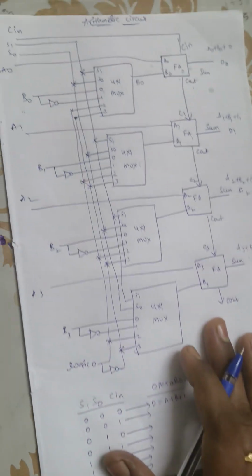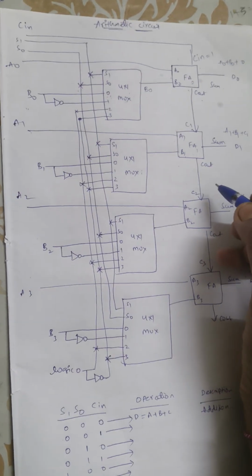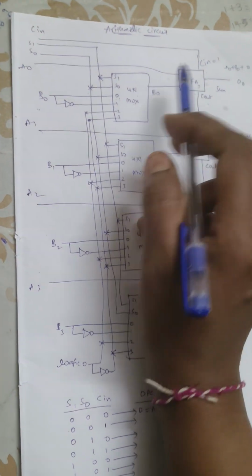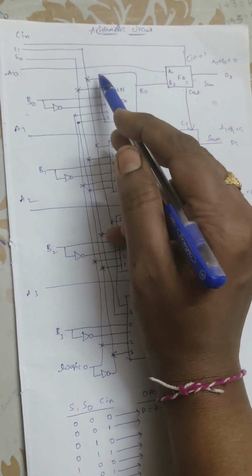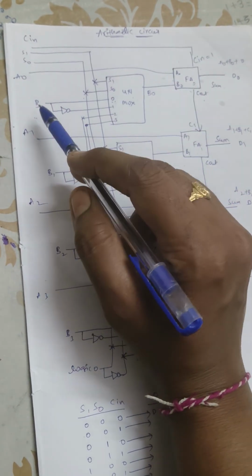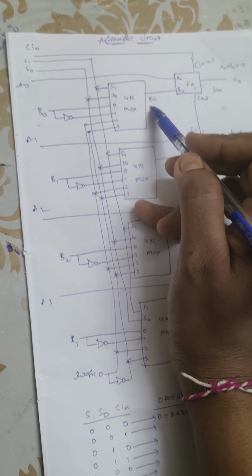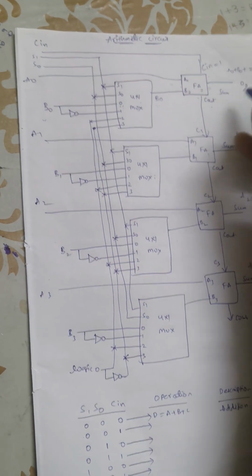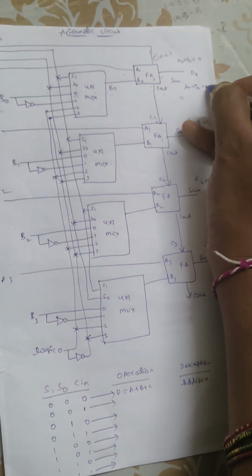Okay, so similarly if carry in is equal to 1. Here we are getting the full adder inputs as A0, with selection lines as 0, 0. So what does 0, 0 mean? The 0 bit is selected, the 0 bit is connected to B, that is connected as output, and this output is connected to the input of the full adder. Therefore the output is A0 plus B0 plus 1.